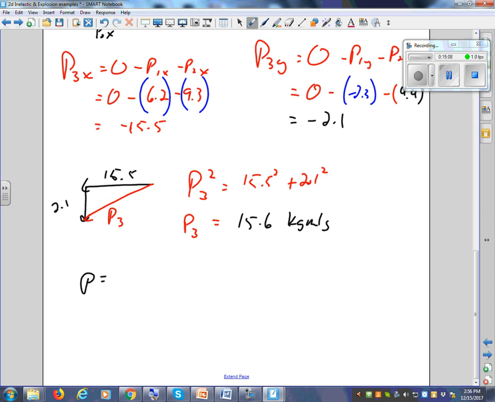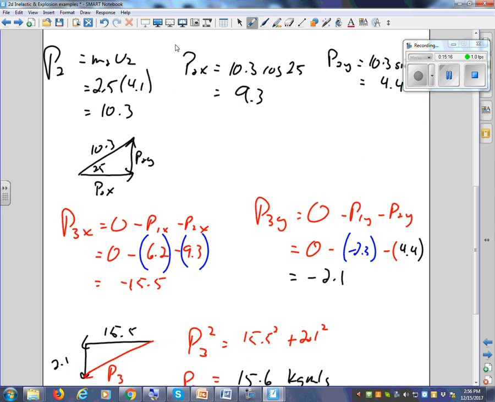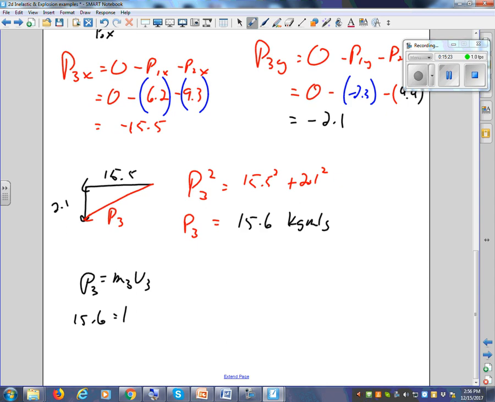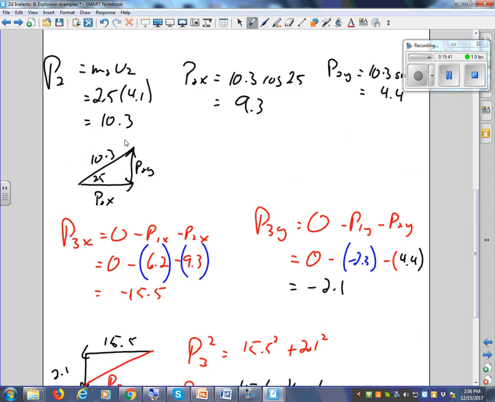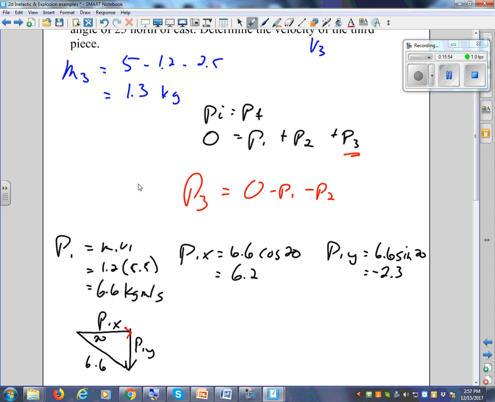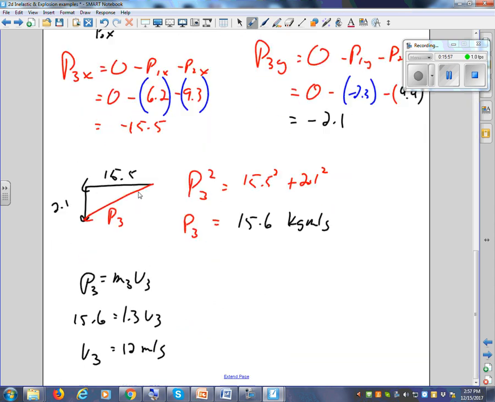So technically P3 is equal to M3V3. So 15.6. The mass of the third piece we did figure out to be way at the top. Oh my goodness, 1.3. Does that kind of match the speeds of the other ones? Not necessarily. One was 10.3 and the other was, oh no, that's not true. The other speeds were 4.1 and 5.5, but this one is lighter, it's 1.3, right? 9.6? Well, shouldn't it be the exact opposite? Oh no, I guess because of the direction.